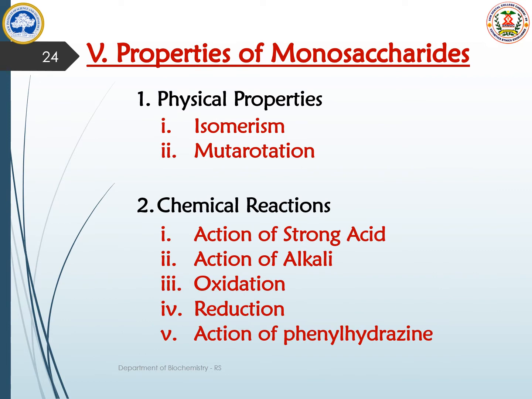Now we have moved on to the topic properties of monosaccharides. Monosaccharides have physical as well as chemical properties. The physical properties are isomerism and mutarotation. The chemical properties include the action of strong acid, action of alkali, oxidation reduction reactions, and action of phenylhydrazine. So let us discuss one by one.